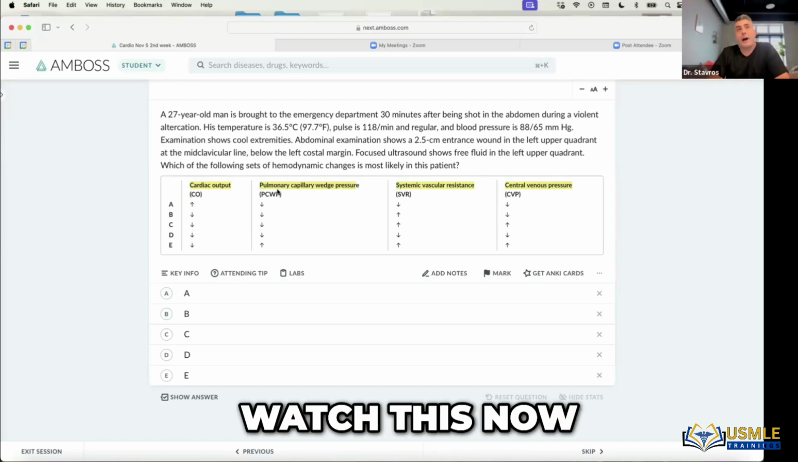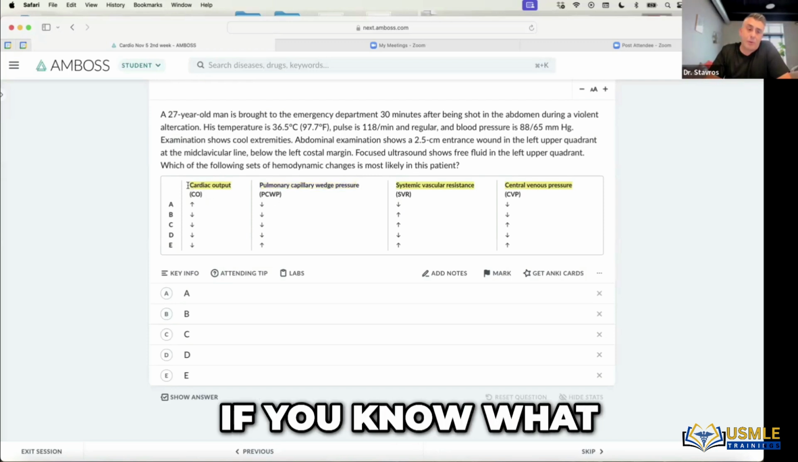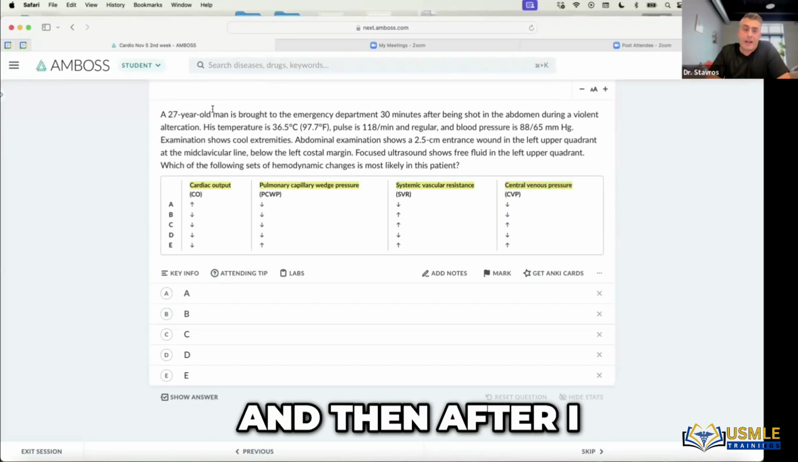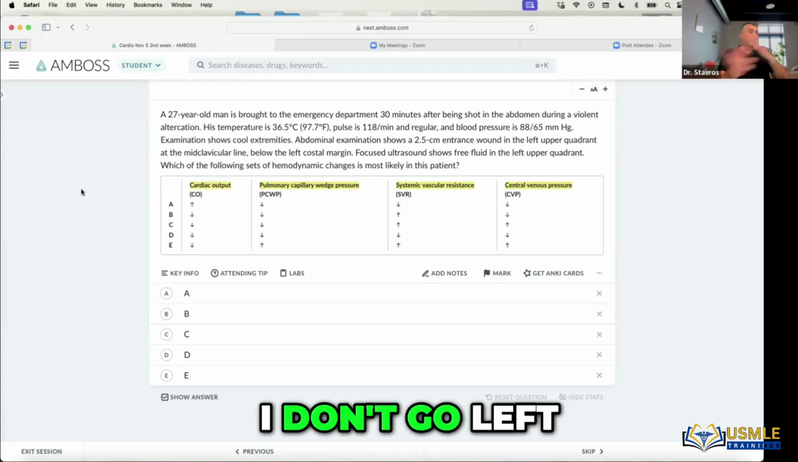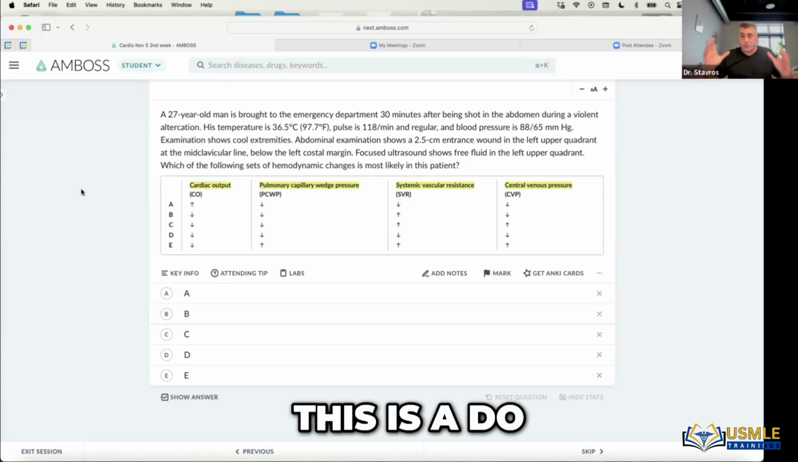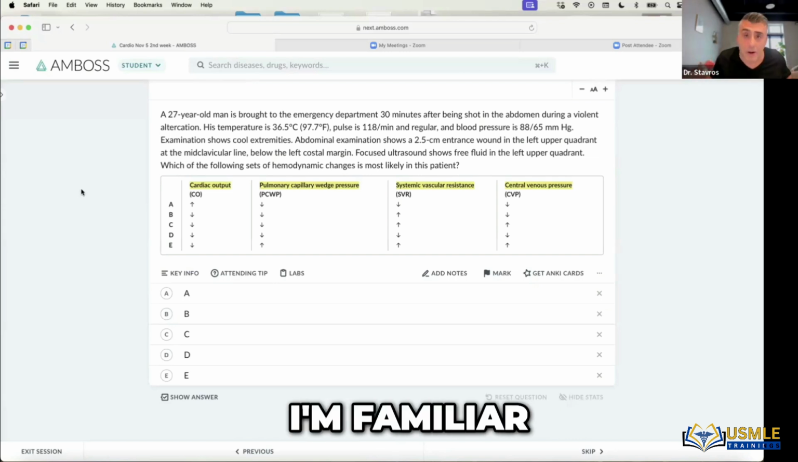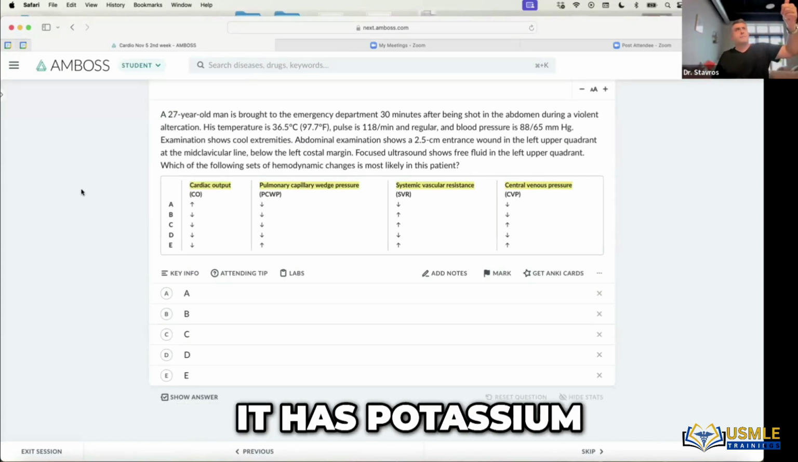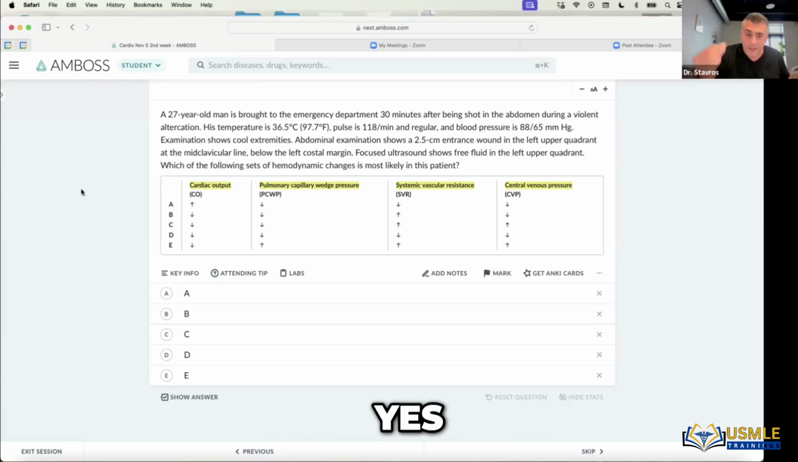Watch this now. A little trick that I usually do or present to you. A, if you know what these are, that's what I do first. B, I read the scenario, and after I read the scenario, I always go to whatever column I'm very familiar with. I don't go left to right. I don't go right to left. I'm like, yo, this is a do or die test. I have to survive. I go to where I'm familiar. If I'm familiar with cardiac output, I go there. If I have a question on loop diuretics in kidney and it has potassium, it has sodium, blah, blah, blah, I go to where I need to go. Yes? Yes. All right.